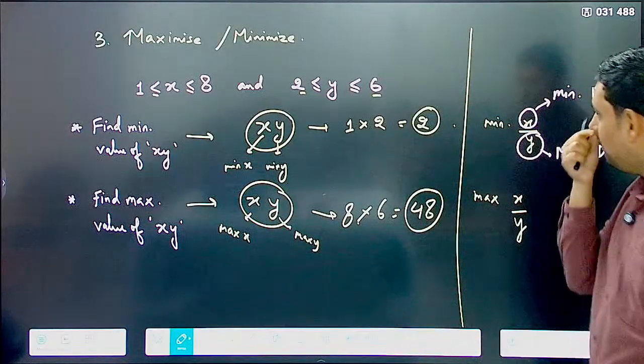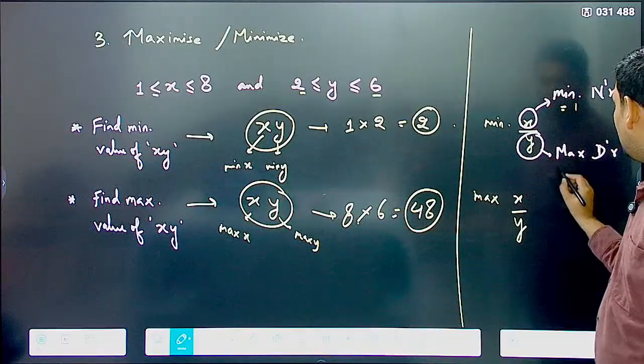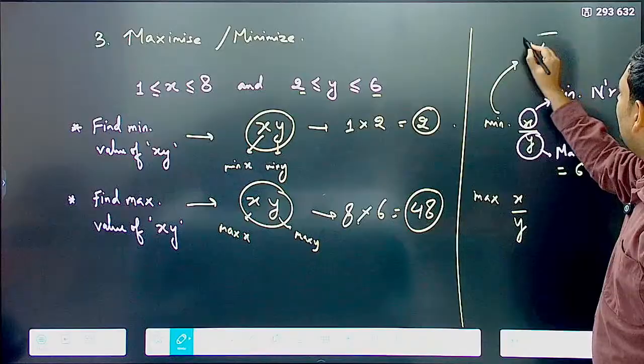So now what is the minimum value that x can take? The minimum value it can take is 1. What is the maximum value y can take? It is 6. So the minimum value becomes 1 by 6.